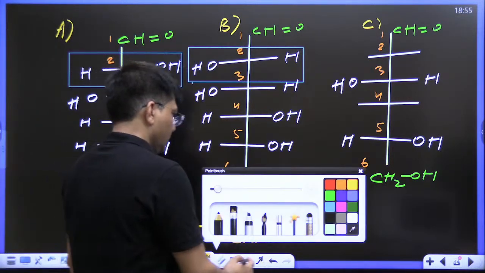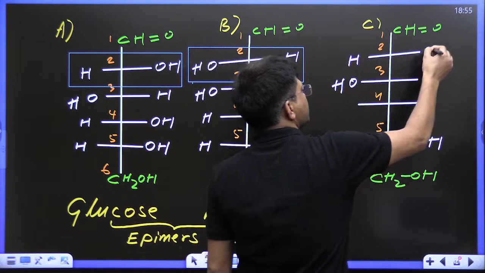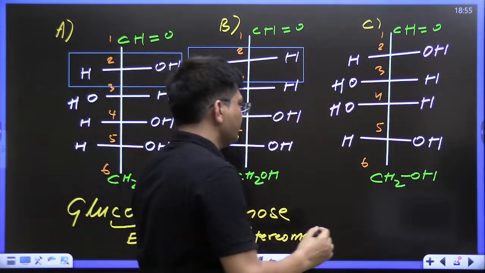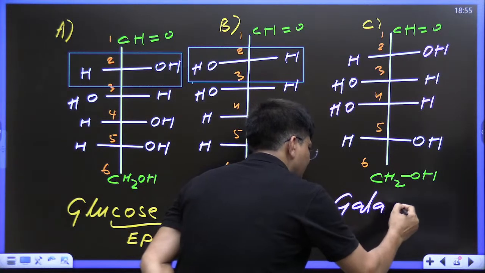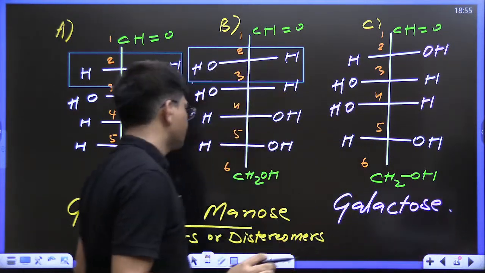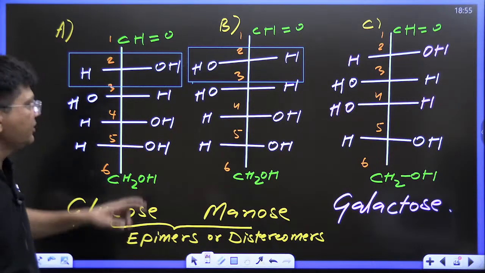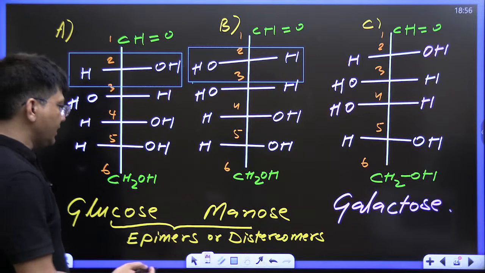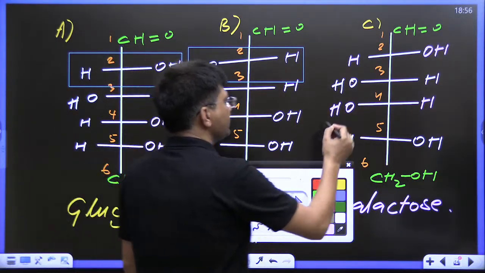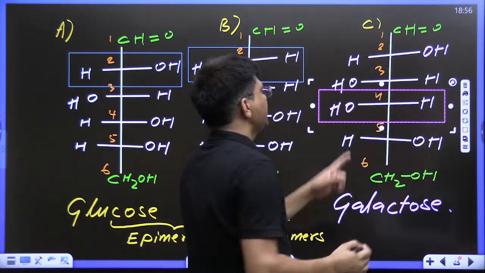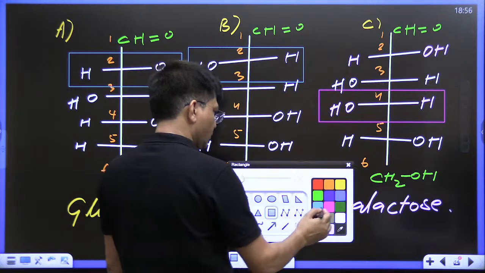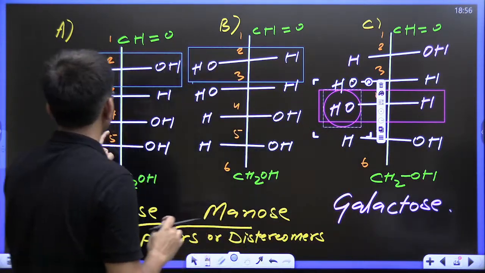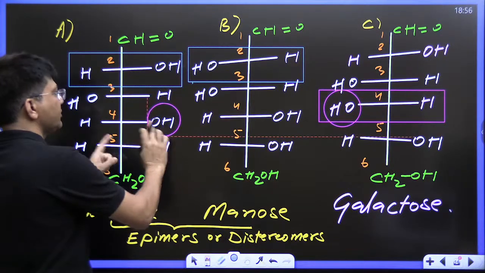Now see, this compound, if I place HOH and HOH, the name of this compound is galactose. Now, is there any difference between A and C? If you see, between A and C there is a difference. In C, at the fourth carbon, the OH is on the left hand side, and here the OH is on the right hand side. So this is the difference.